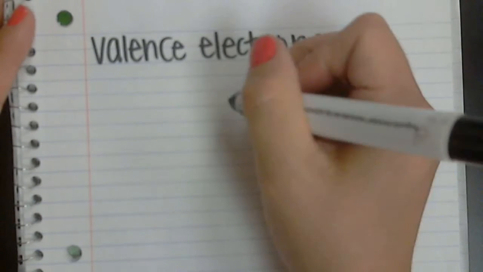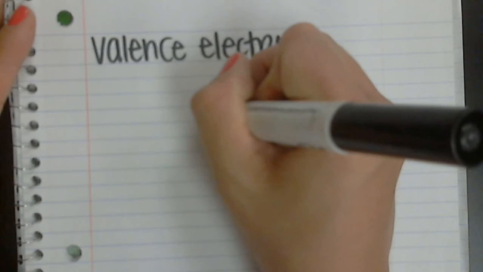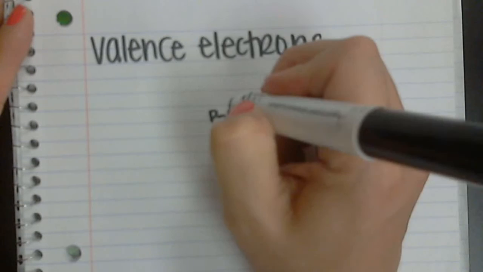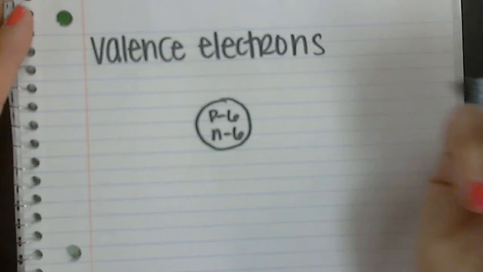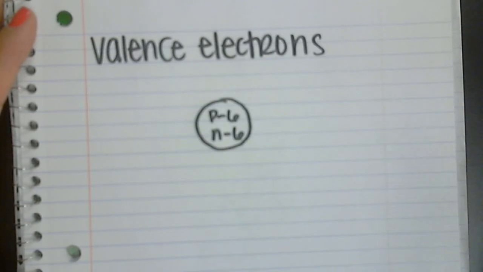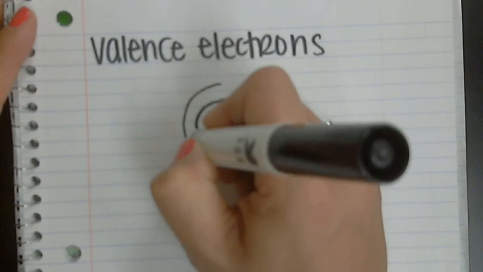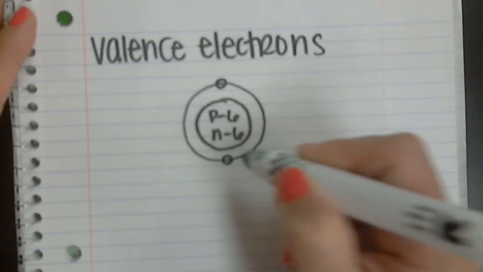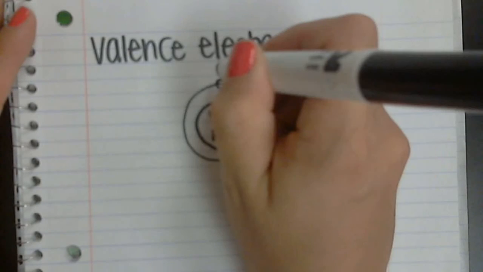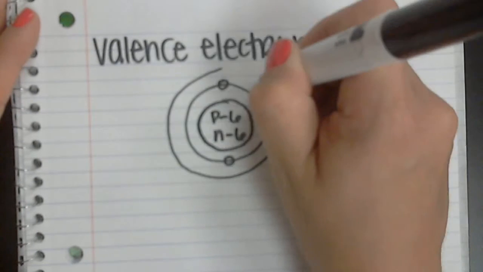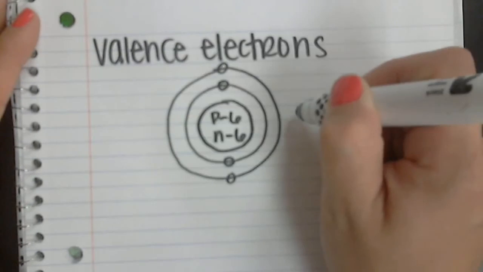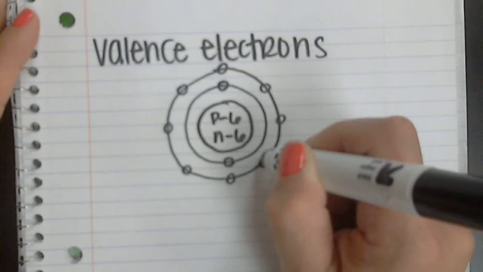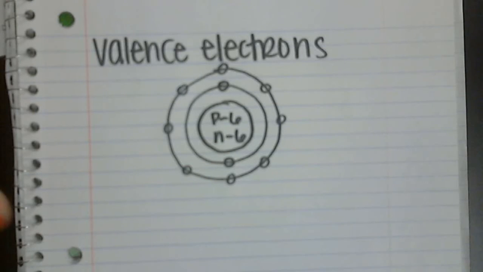So if I look at carbon, which has 6 protons and 6 neutrons, and that's going to be in my nucleus, I'm going to start placing electrons in electron shells. My first electron shell can hold up to 2 electrons. My second electron shell can hold up to 8 electrons. Okay, so on and so forth.